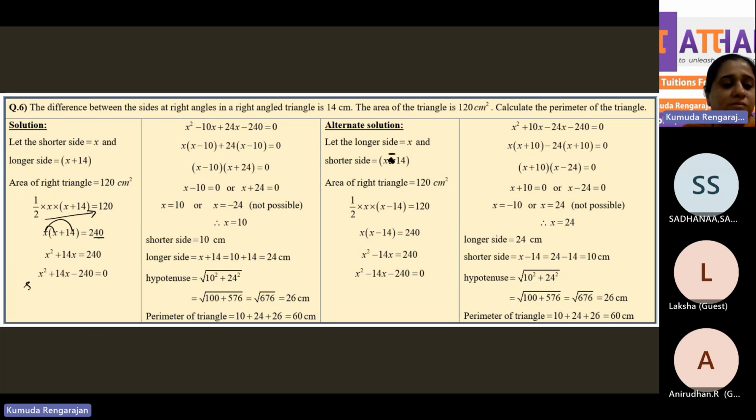What is the sum here? What's the sum? What is the sum? Aniruddhan, what's the sum?